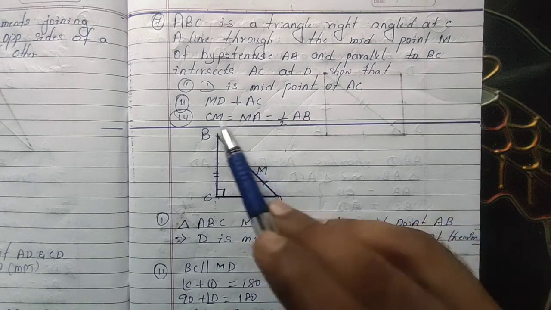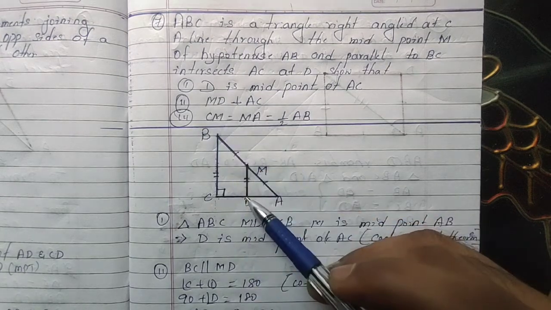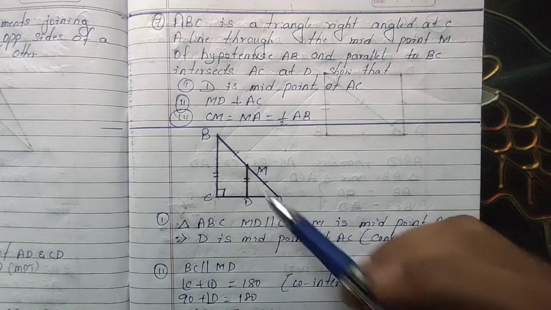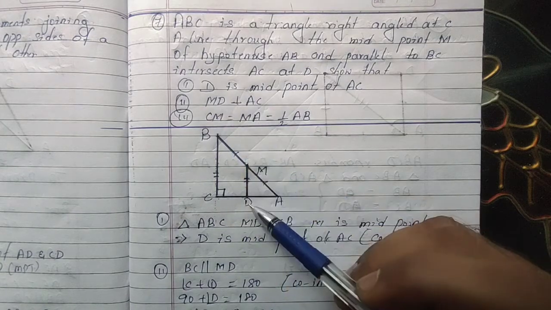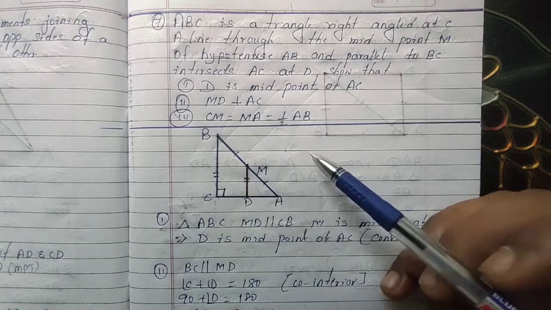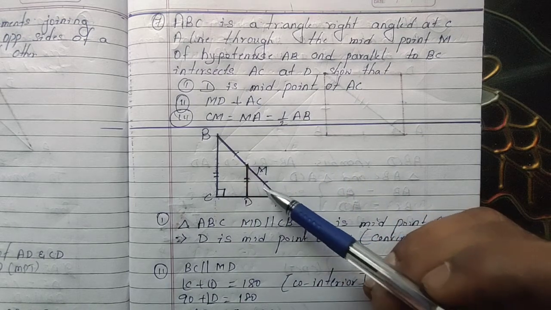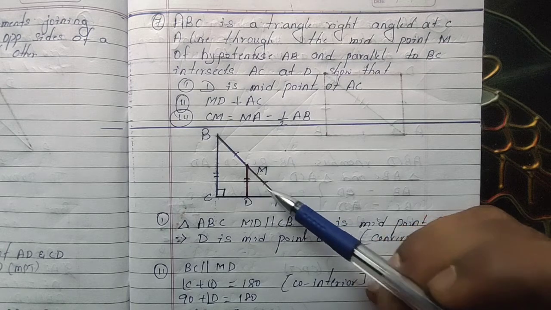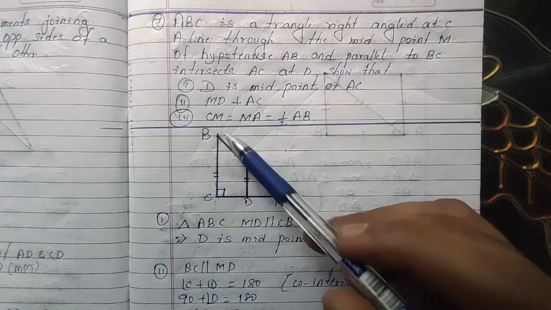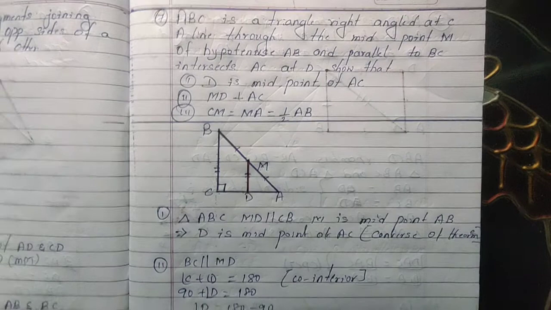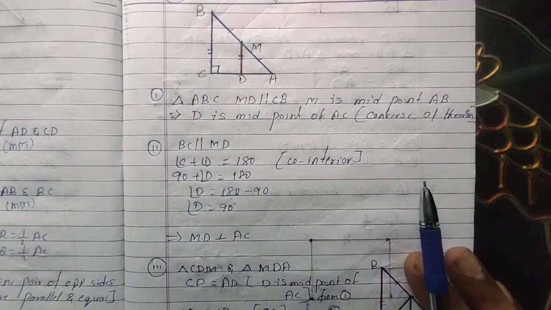Then show that, first one, D is a midpoint of AC. Second one, MD is perpendicular to AC. Third one, CM and MA are half of AB. Let's go one by one.